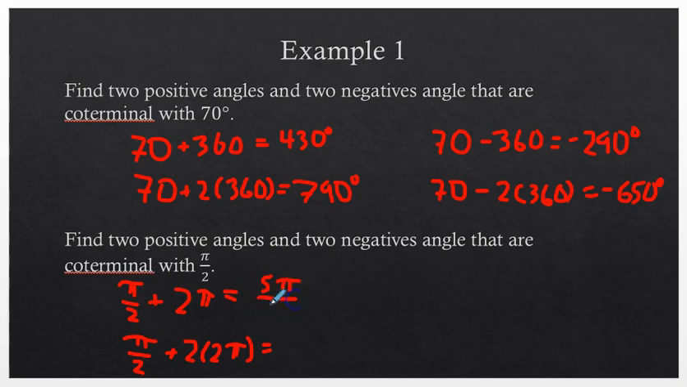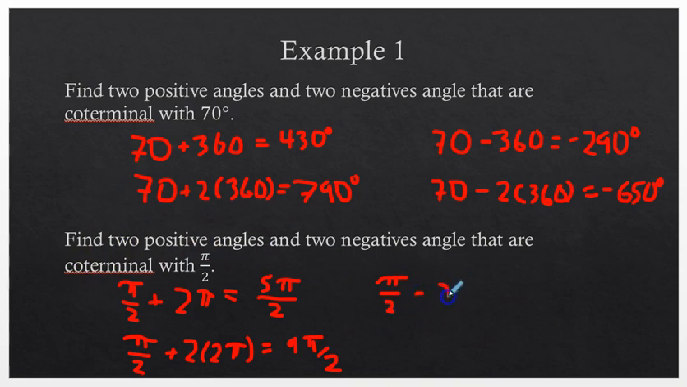Make sure you remember your rules for adding and subtracting fractions. And then 4 pi, think of that as 8 pi over 2. So if I add 1 pi over 2, 8 pi over 2 plus 1 pi over 2 is 9 pi over 2. And then if I want to do the same thing by subtracting, because I need two negative coterminal angles as well, so I'm going to add negative multiples of 2 pi.